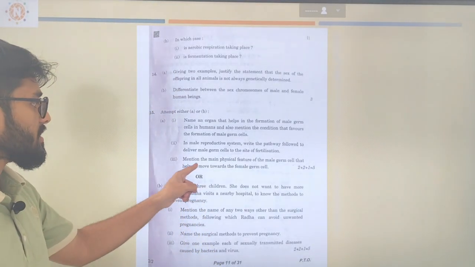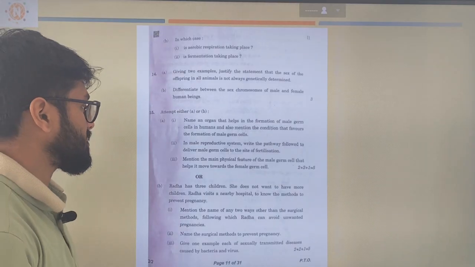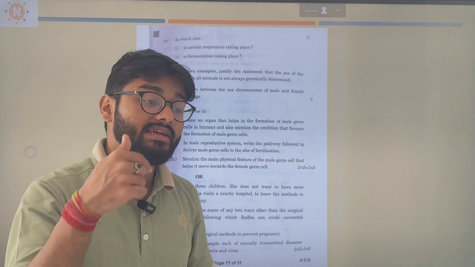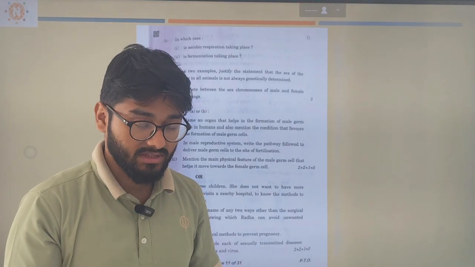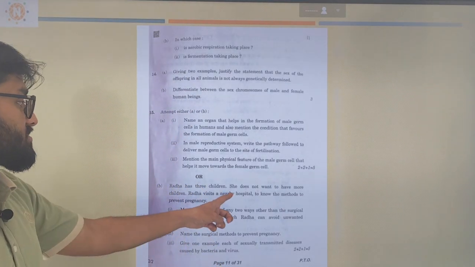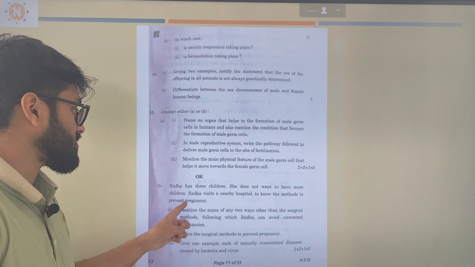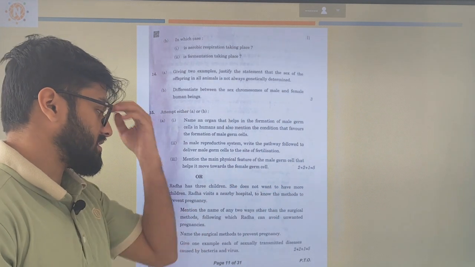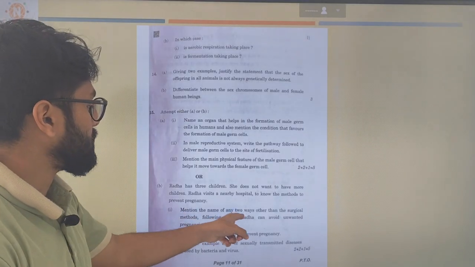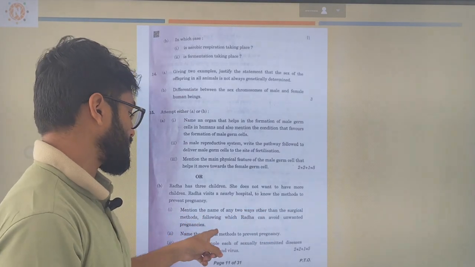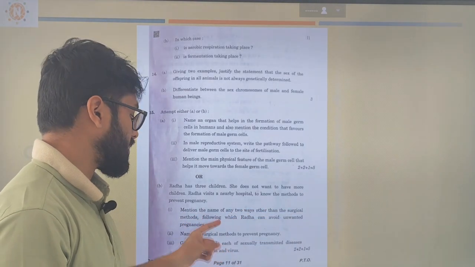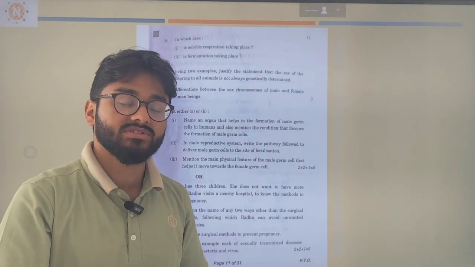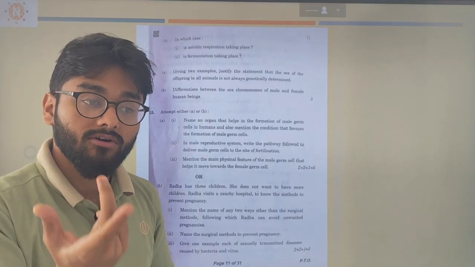Okay, mention the physical feature of the male germ cell that helps it to move towards the female germ cell. That will be the tail of the sperm cells. Okay, Radha has 3 children. She does not want to have any more children. Radha visits a nearby hospital to know the methods to prevent pregnancy. Mention the name of any 2 ways other than the surgical methods following which Radha can avoid unwanted pregnancies. What are the 2 ways? First will be your contraceptives, second will be your condoms.